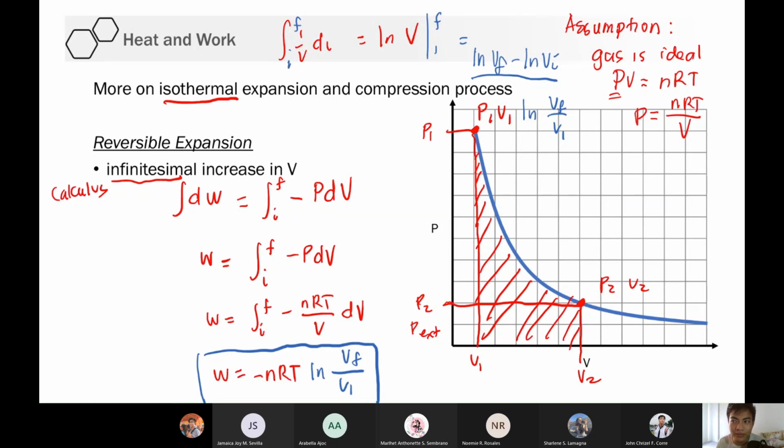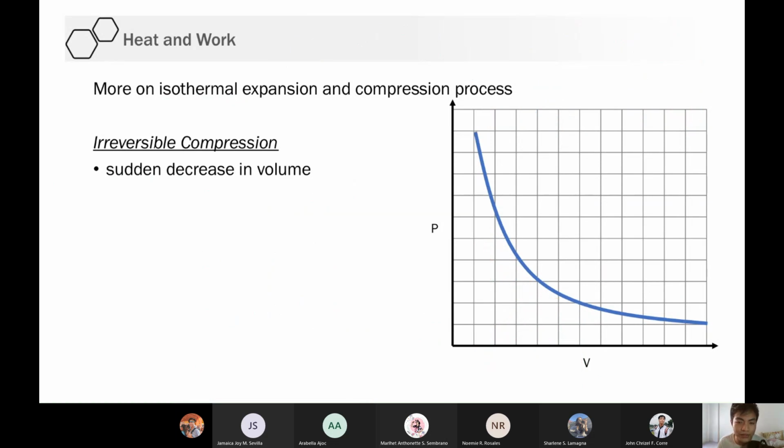Okay? Ayan. Now, let's talk about compression. Yung compression, dalawang forms din. Irreversible and the reversible. So, kapag compression, we start with a higher pressure, higher volume. So, ito yung P1, V1 natin. And this is the lower volume, the P2 or the P external and the V2. Nabaliko na yung aking line.